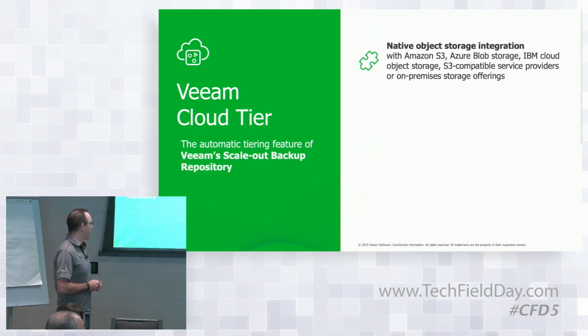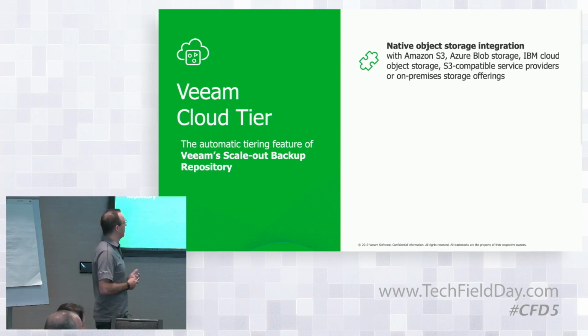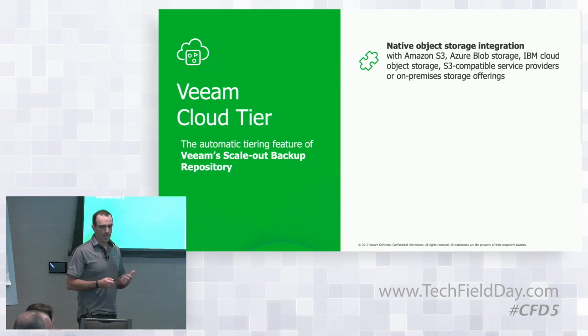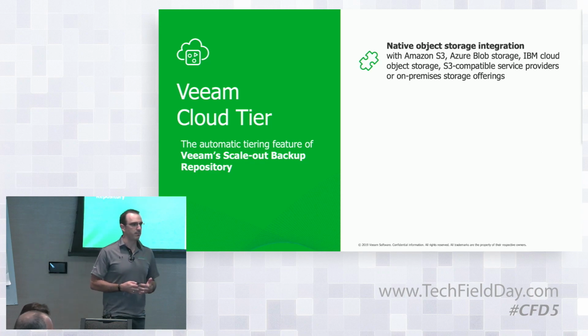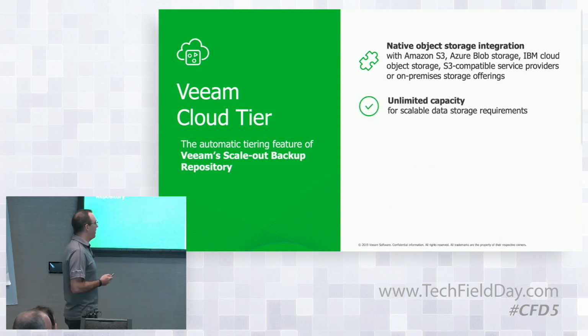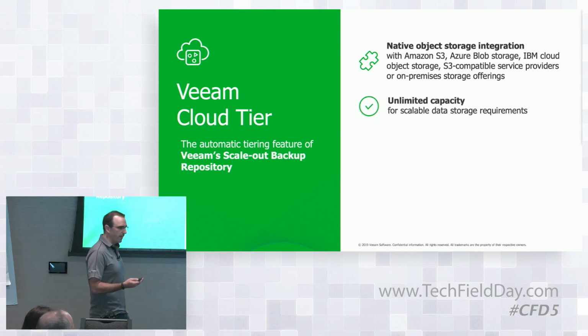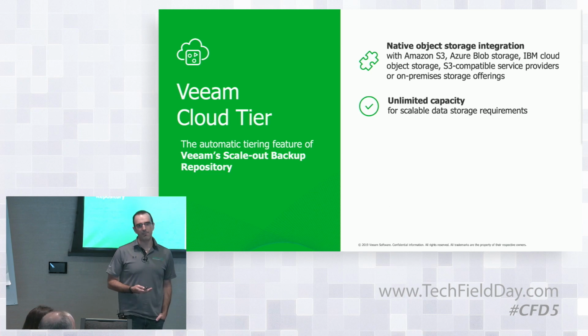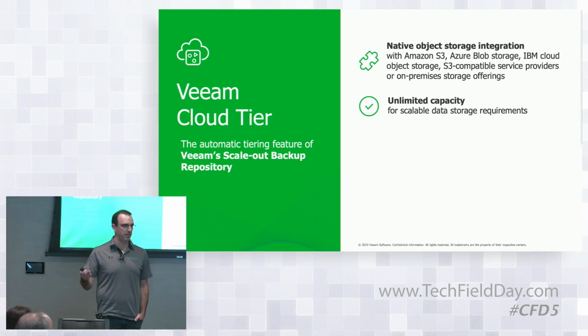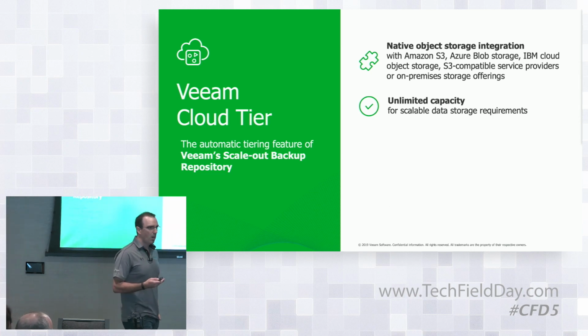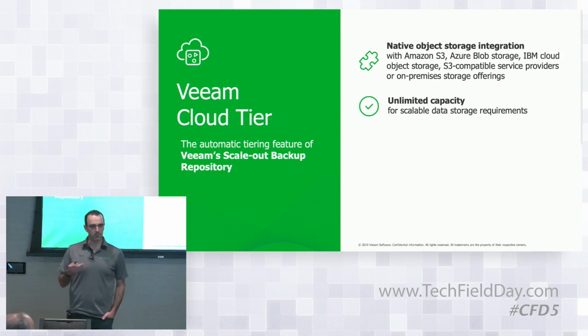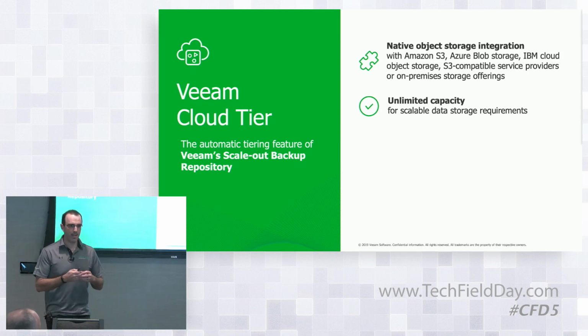In terms of the cloud tier, the overall premise of the actual technology was to basically get some native object storage integration. Okay, extend the scale-out backup repository to use capacity tier, which is backed by that object storage. In effect, what we're doing here is we're extending the scale-out backup repository to have unlimited capacity, okay? Leveraging the power of S3, Azure Blob, to basically make your scale-out backup repository almost infinite, okay, in size.